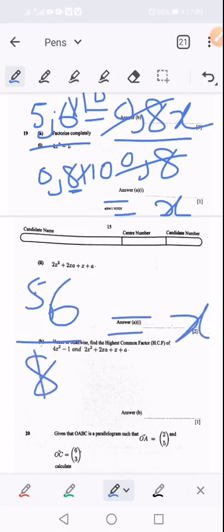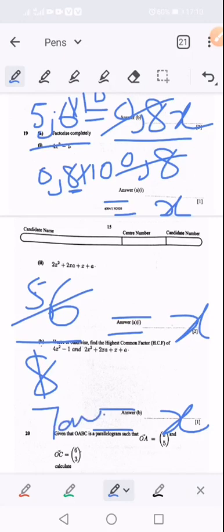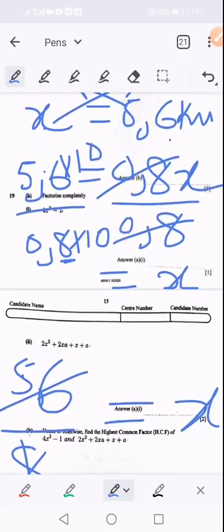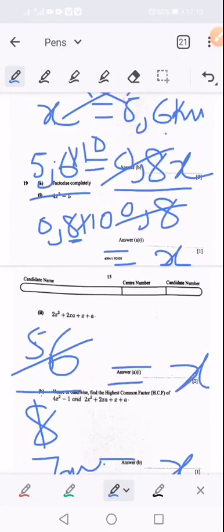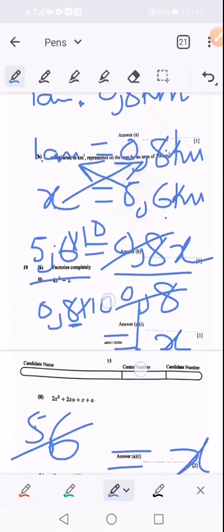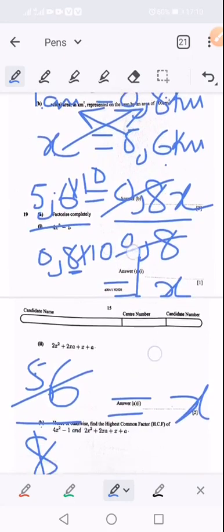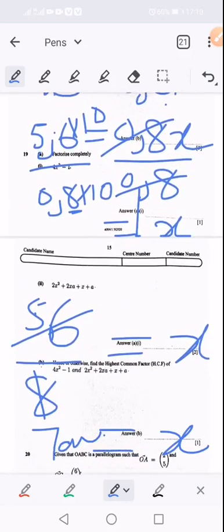Then 8 into 56, how many times does it go? It goes 7 times. So x is 7. So 5,6 kilometers on the ground are represented by 7 centimeters. 0,8 kilometers represented 1 centimeter on the map. Do you get it? That's it. So we have found the first answer.